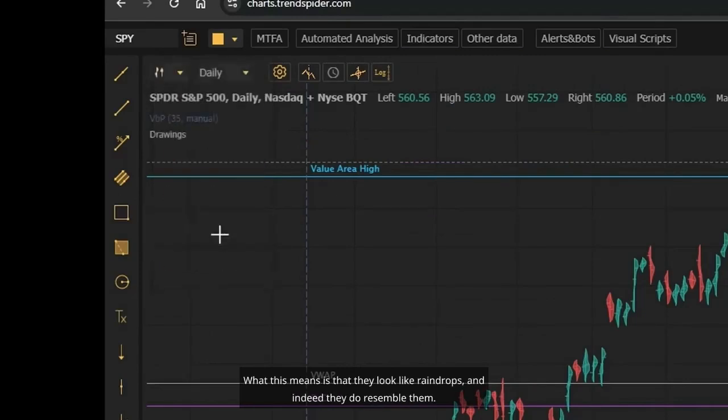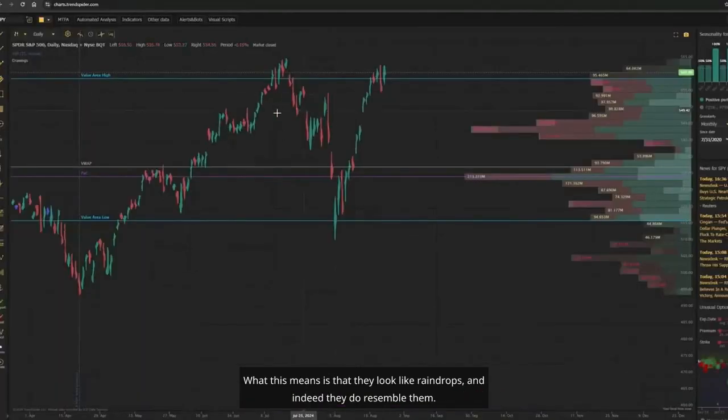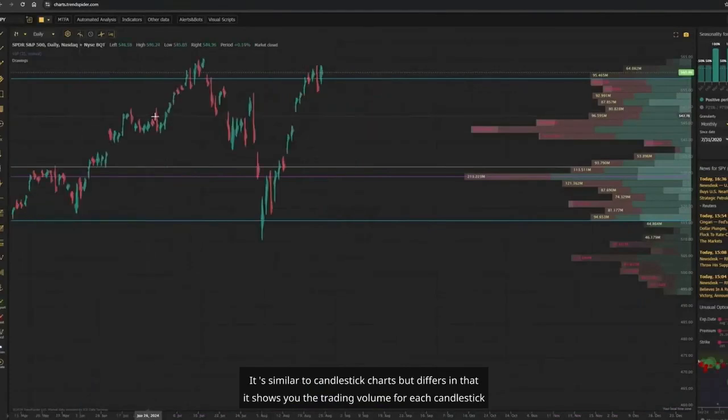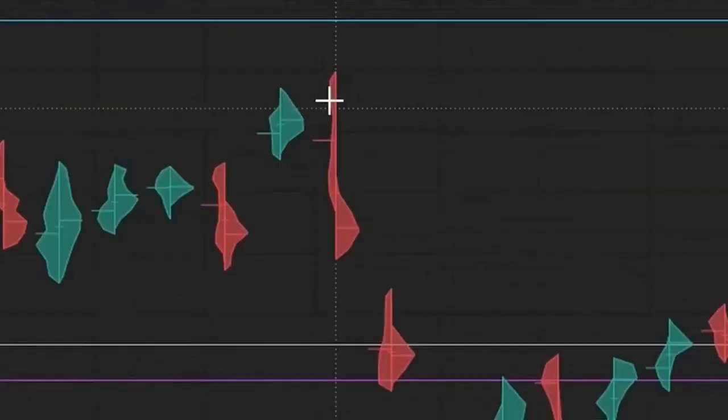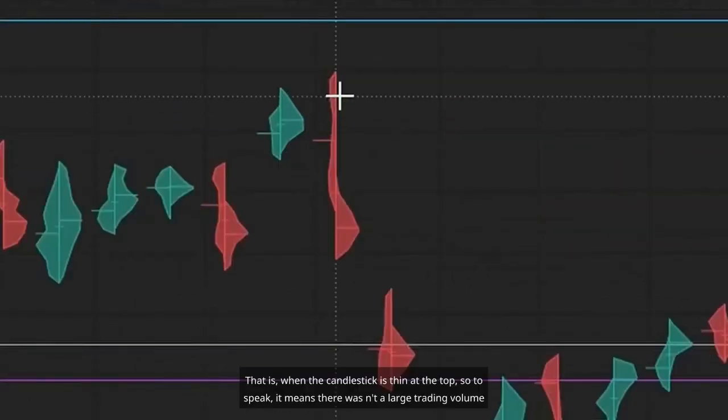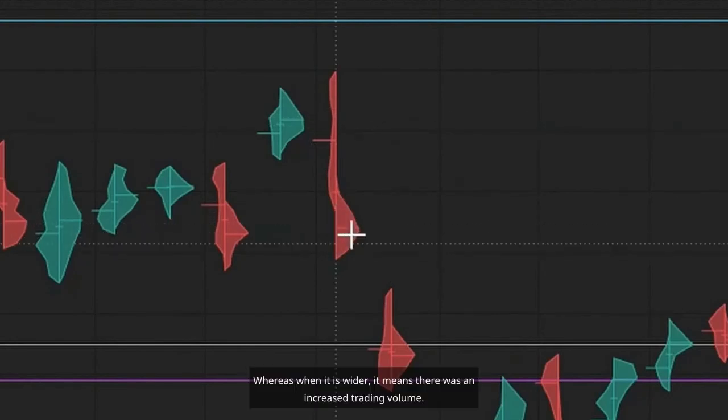What this means is that they look like raindrops, and indeed they do resemble them. It's similar to candlestick charts, but differs in that it shows you the trading volume for each candlestick. That is, when the candlestick is thin, at the top, so to speak, it means there wasn't a large trading volume. Whereas when it is wider, it means there was an increased trading volume.